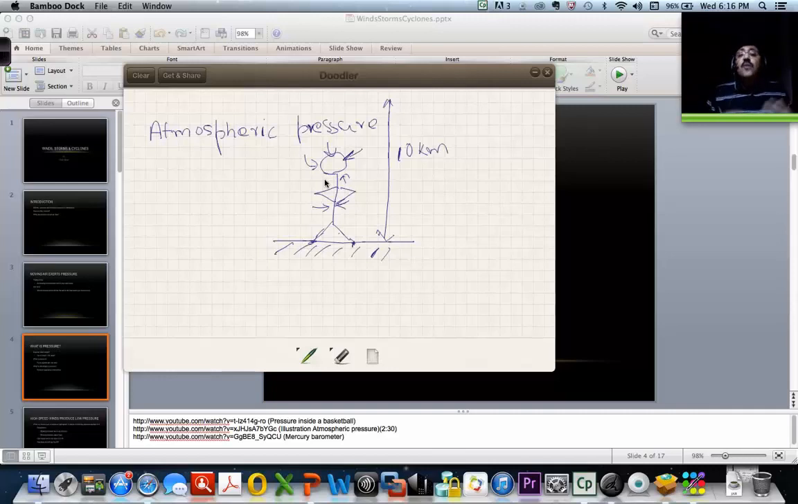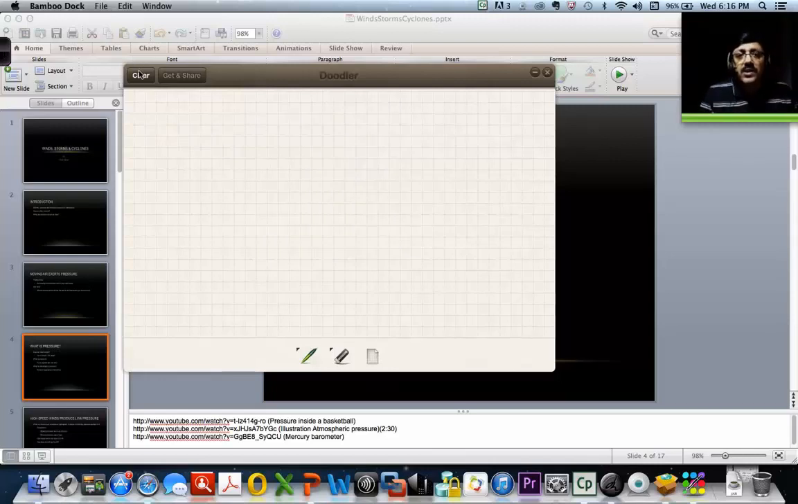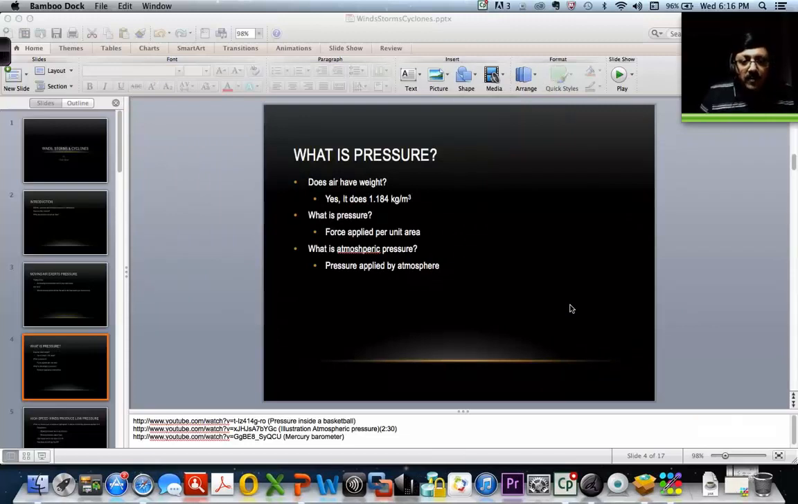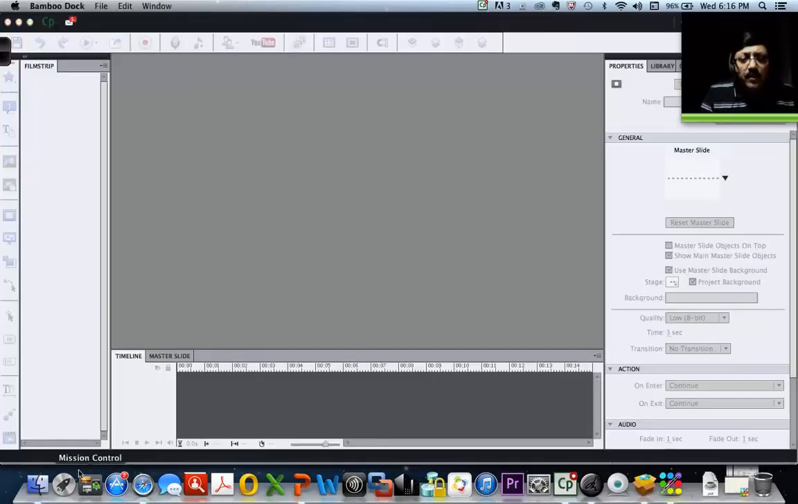So this atmospheric pressure is there all over, everywhere, and that is the force applied by air because of its weight. And you should understand that. That's what atmospheric pressure is. I'm going to show you more examples to establish the fact that there is something called atmospheric pressure which exists. So the pressure applied by the atmosphere is the atmospheric pressure.